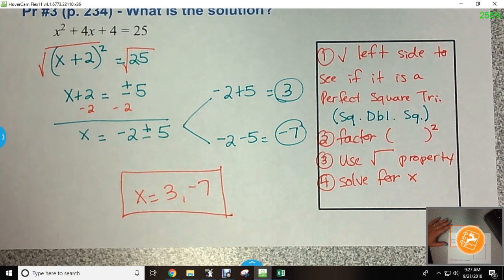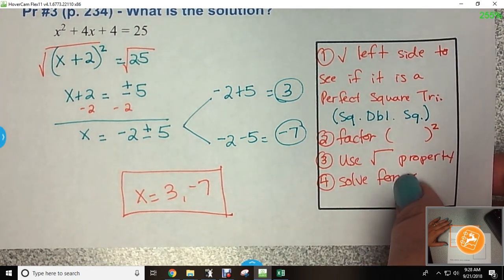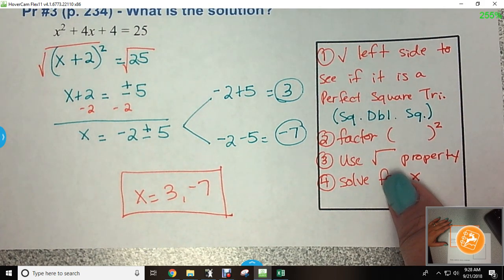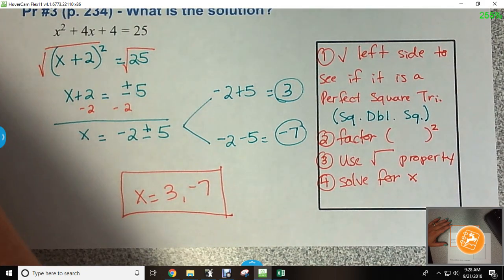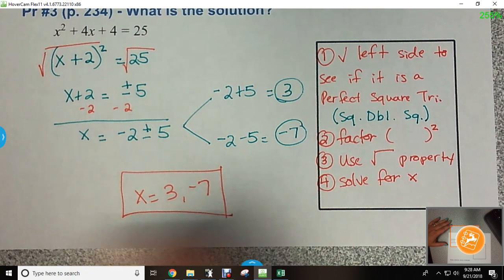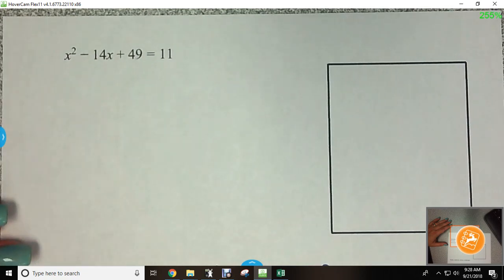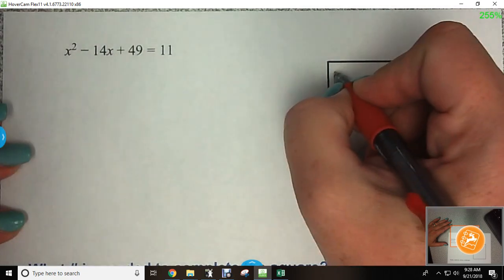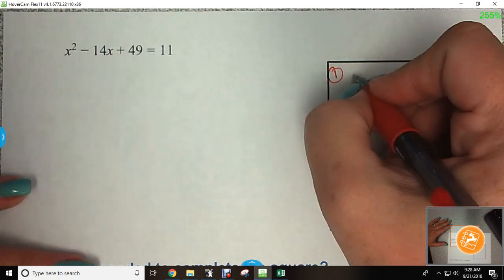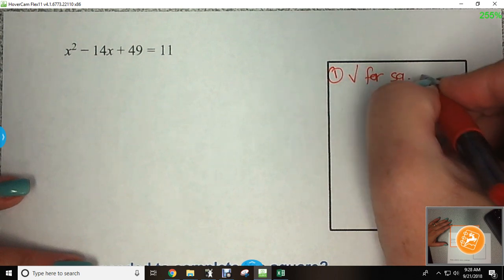All right, on the next page, I have one just like this for you to try. Then we're going to stop this video and we'll start the second one for this section. All right, so here is our other example. Okay, so remember, the first thing we want to do is check for a square double square.